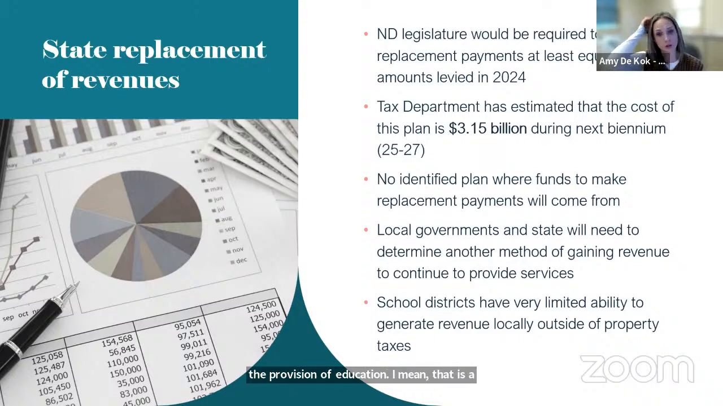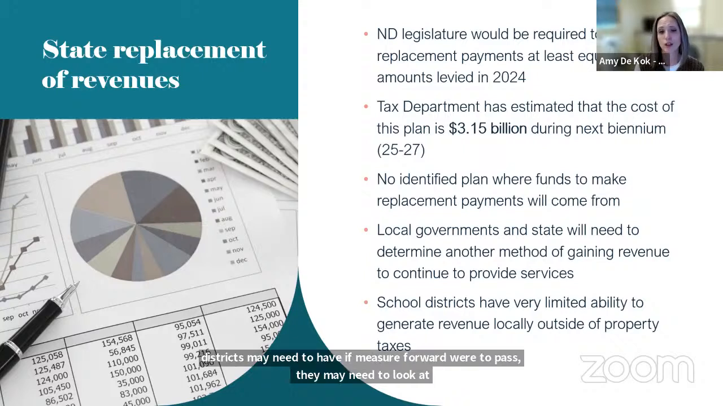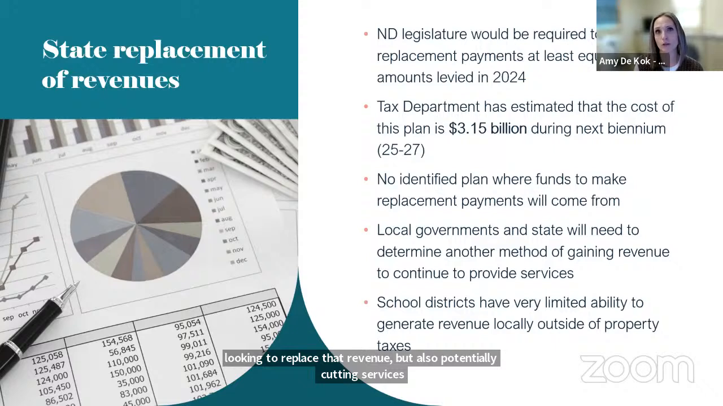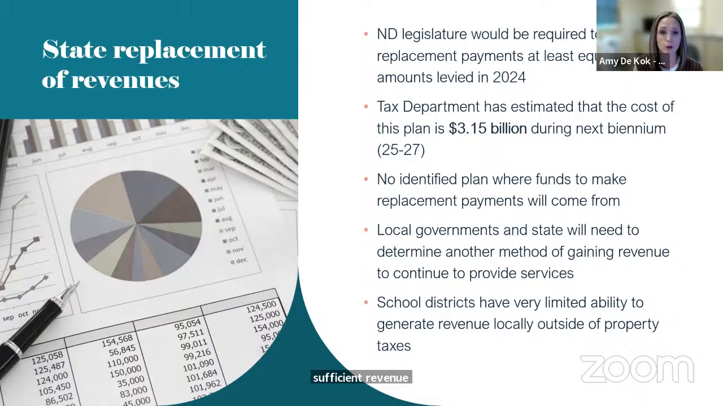Obviously, like other local governments, school districts, if Measure 4 were to pass, may need to look at cutting expenses in addition to trying to figure out other sources of revenue to replace that local share. So local governments will not only be looking to replace that revenue, but also potentially cutting services, in the event sufficient revenue cannot be gained to replace the local share that is lost.